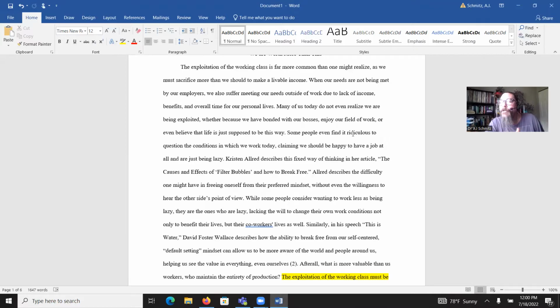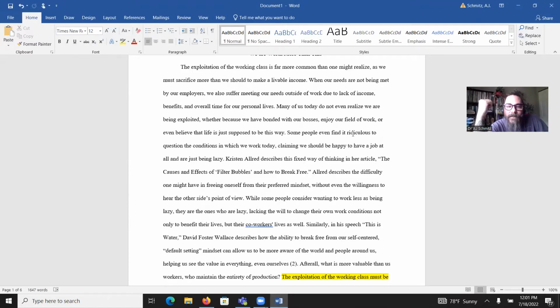And then they introduce the author and text of one of their primary texts. Kristen Allred describes this fixed way of thinking in her article, The Causes and Effects of Filter Bubbles and How to Break Free. Oh my gosh, all it does is flowingly introduce, oh, here's one of the people we're going to talk about. And then it contextualizes specifically not everything that Allred talks about, but what Allred talks about in relation to what this paper specifically is going to be about.